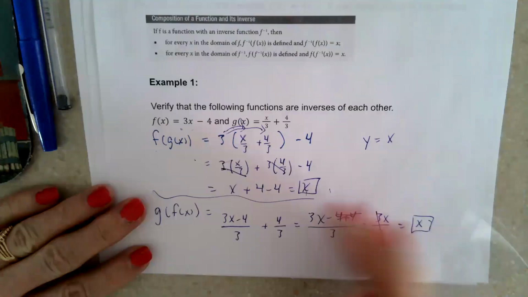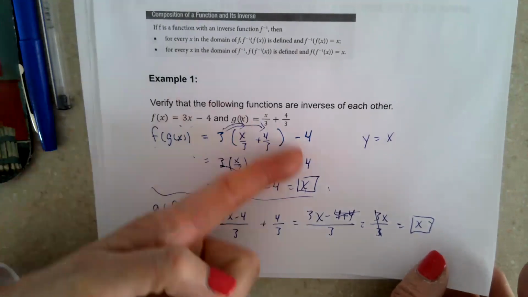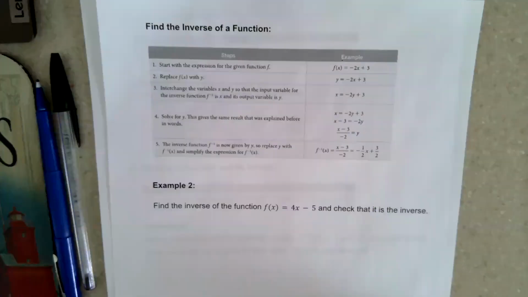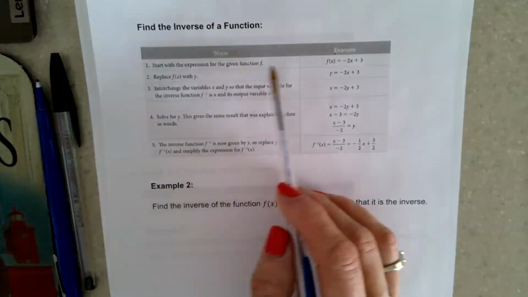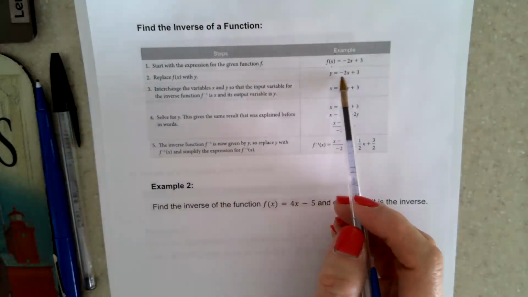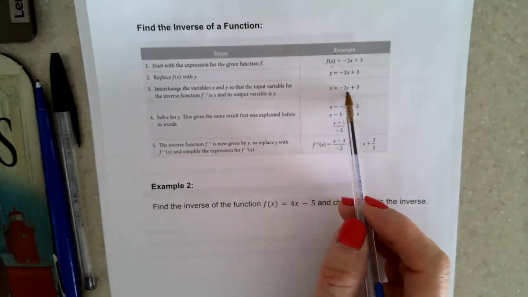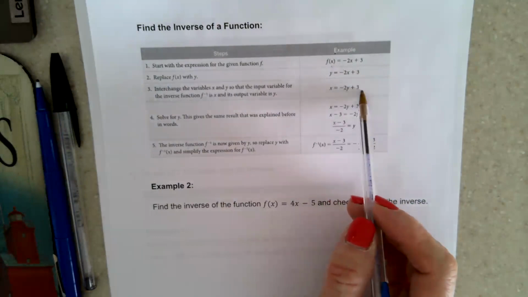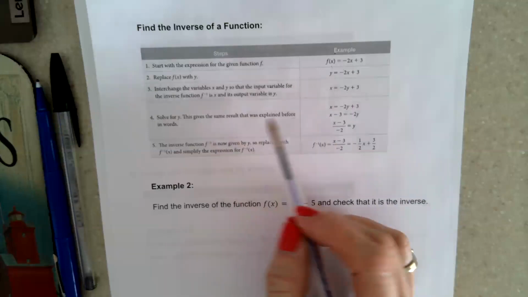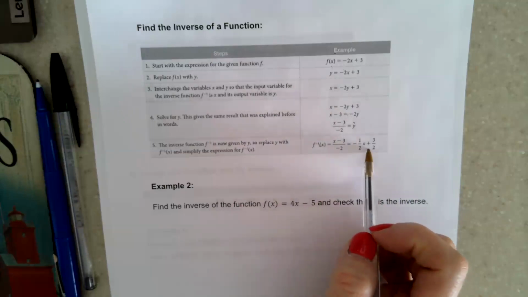So that's how we prove if two functions are inverses. But what if I said, how do I take one equation and actually find the inverse? There's a step-by-step process that we're going to use here. We start with the expression of the given function, and then we replace f of x with y. So y equals negative 2x plus 3. Then we leave those there, but we interchange y and x. So same equation, but x gets replaced with y and y gets replaced with x. Then you solve for y. And now you have the inverse function of x.